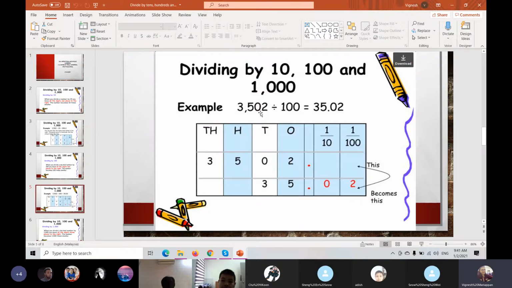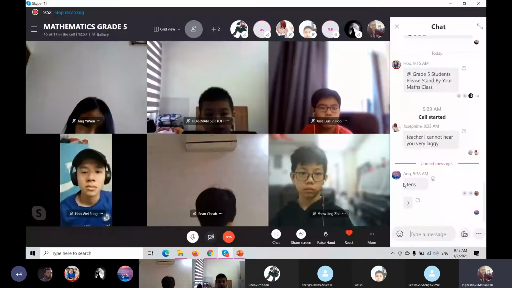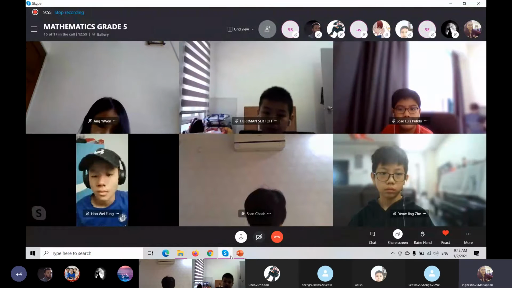When it comes to the 100, we have to move how many decimal places? How many decimal places do we need to move when it comes to 2 zeros? Why? Because of 100. So in the simplest way, you can write here divide by 100 means 3,502, when you divide with 100, you will get 35.02. Good, thank you.